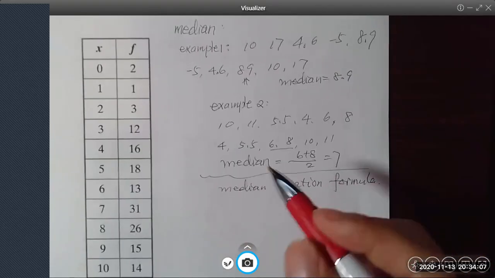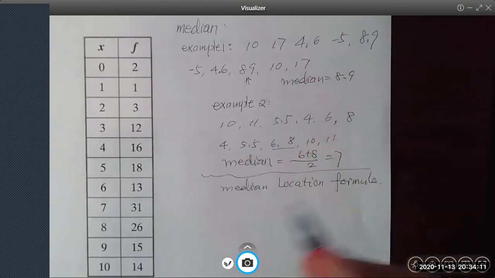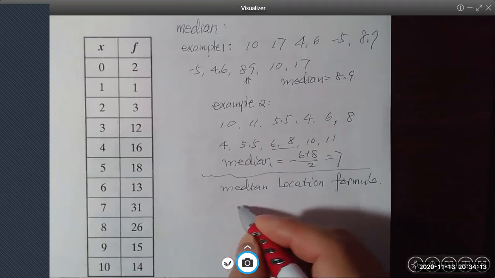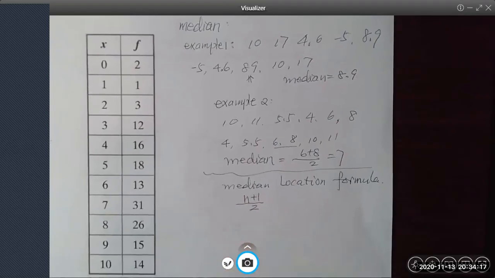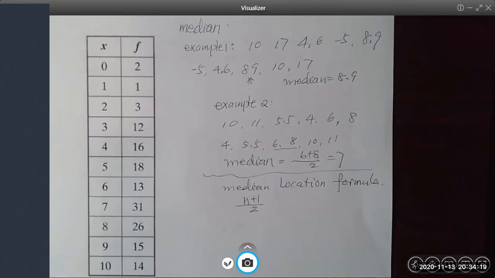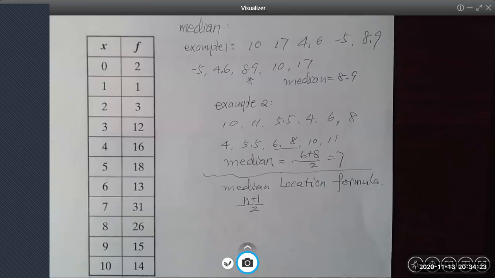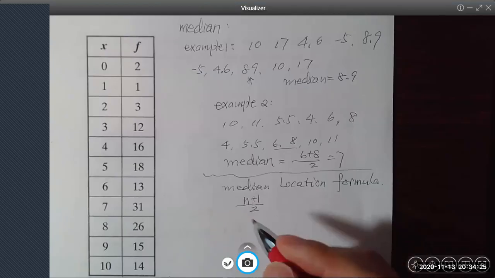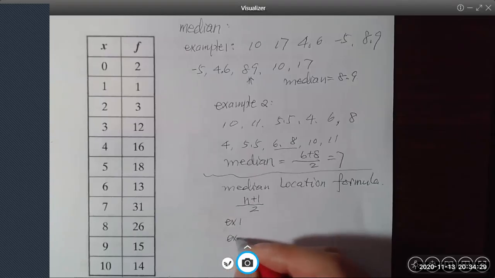Okay, now let's look at these 2 examples again. First, this median location formula is very simple. It's n plus 1 divided by 2. How simple is that as a formula? N represents how many numbers you have. So plug in, you get the location. Let's test it out to see if this is right for example 1 and example 2.